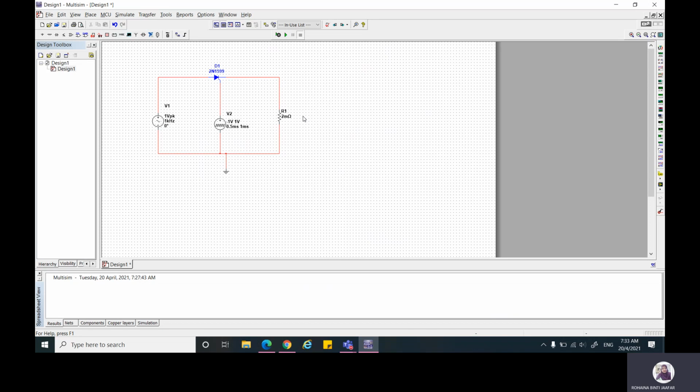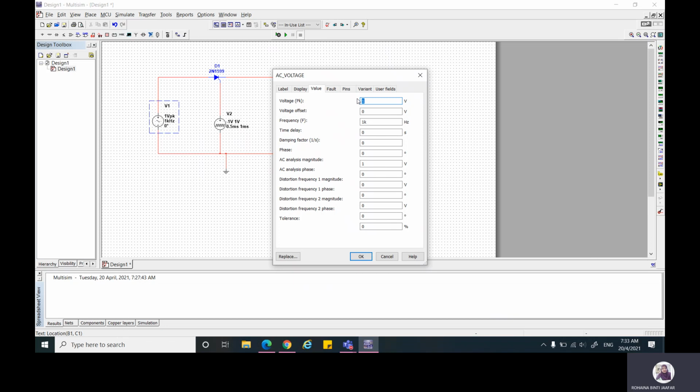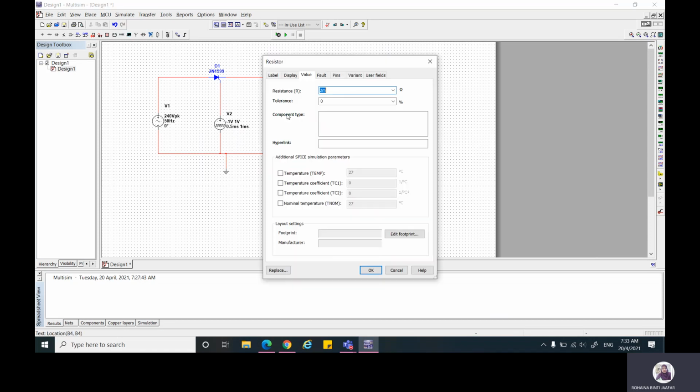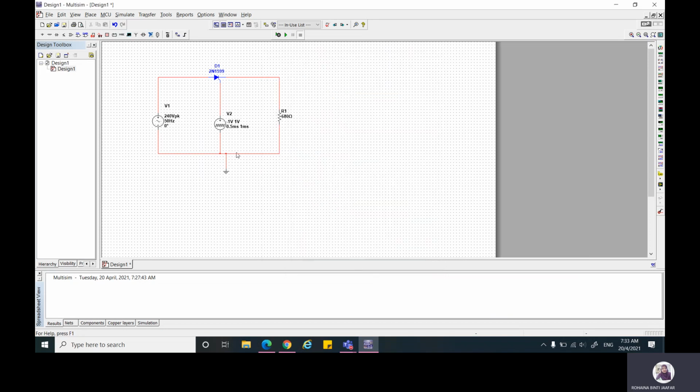And then you have to set the value of your supply first. So refer to your lab sheet. You have to set to 240 with 50 Hz frequency. Okay, we pick. And then for resistor, you have to set to 680 ohm.